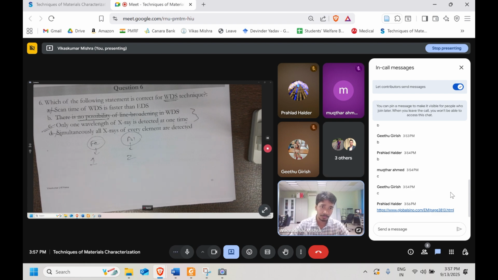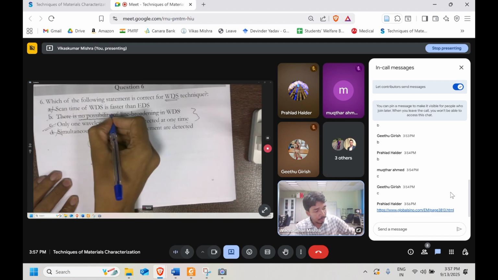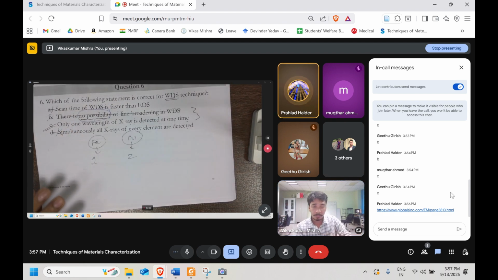Are you convinced, Prahlad? The thing is that no possibility. Only the wavelength matters. For example, we are doing the WDS analysis and there are 10 elements. It will go one by one. Yes, I'm just looking for the physical interpretation of how it will be there.